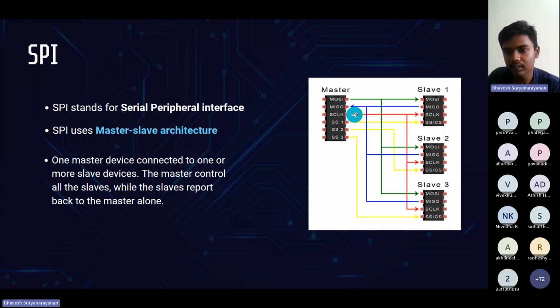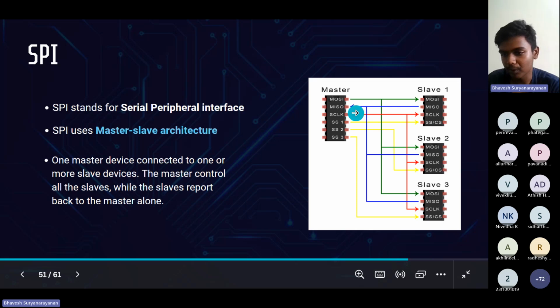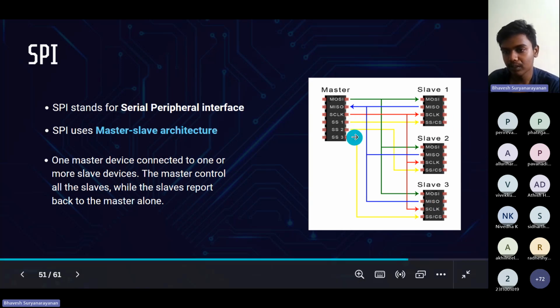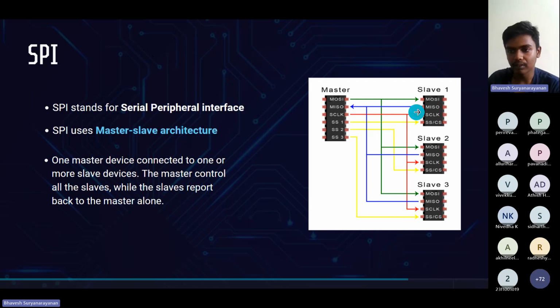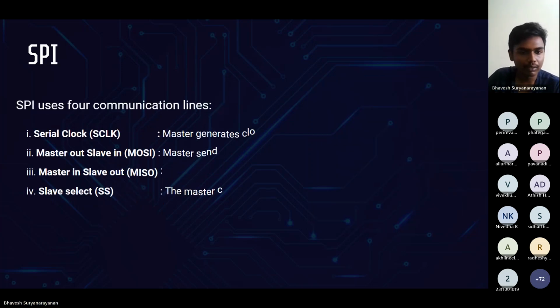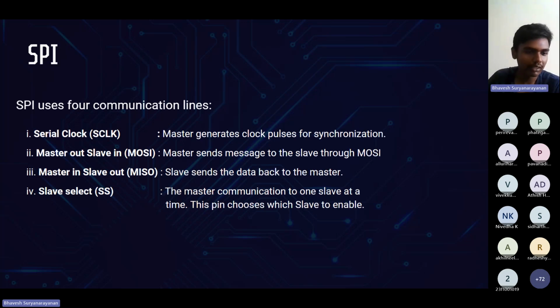And SCLK is the serial clock. It's a synchronous communication protocol, so all devices will have the same clock and be synchronized along with it. And you have chip select also. Using this, the master can select which chip to transfer the data to. That's chip select. So it has four lines: MOSI, MISO, clock, and slave select.